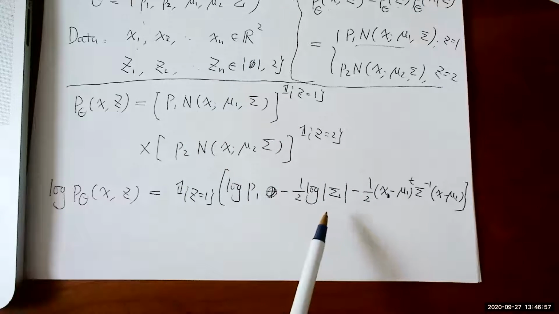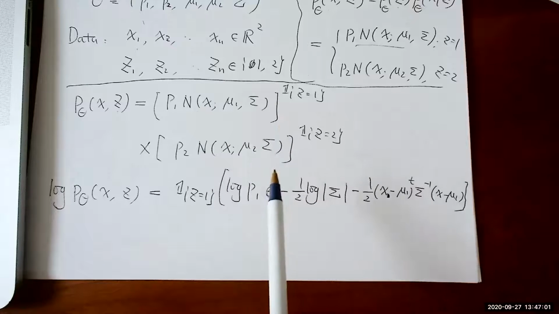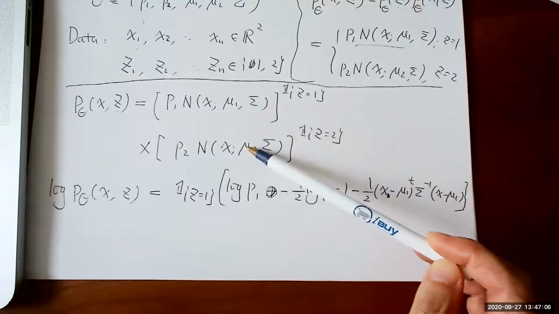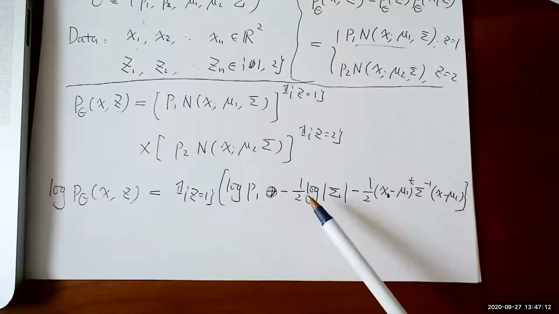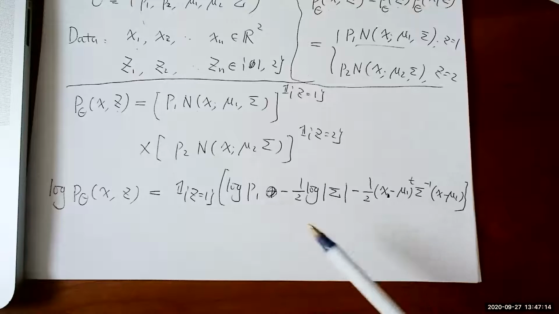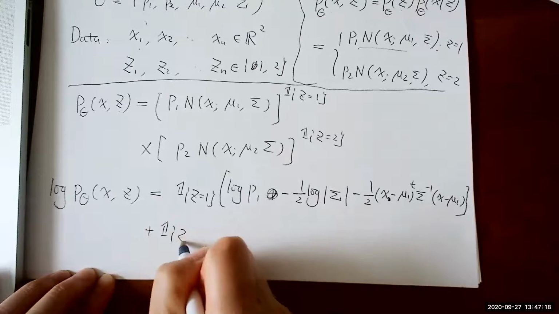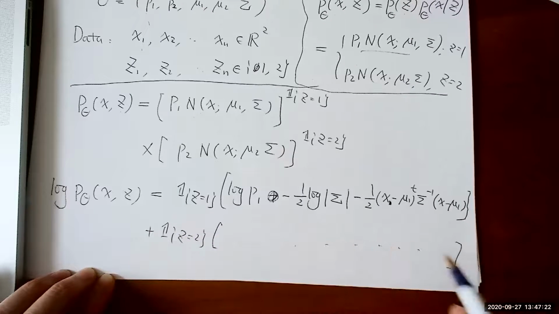Now, for the multivariate normal, there is a factor of 1 over the square root of 2 pi, but that's going to be a common factor here and here. So once I take log, that becomes a constant, which usually has nothing to do with optimization. So I drop that 1 over 2 pi factor. Now you can do the same, and if z is equal to 2, you get a similar expression here.